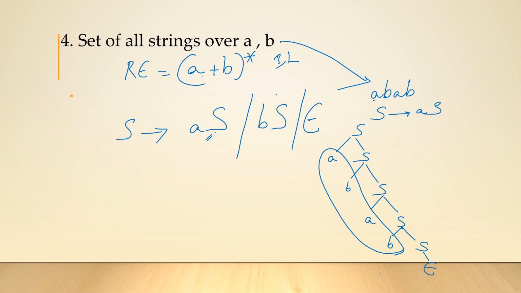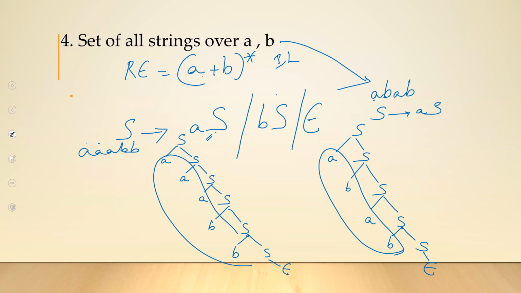So now, whichever string you have, let's go for something else. AAABB. Let's try doing it. S, A, S. My first A is okay. I want a second A, so I'll go for AS again. I need a third A too, so I'll go for AS. Next, I want a B, so I'll go for BS. Again, I want a B, I'll go for BS. That's it. I'll stop. My tree yield derived.